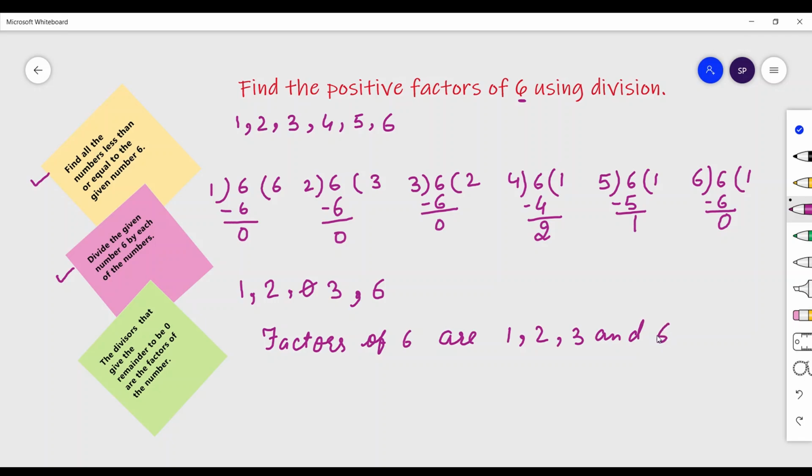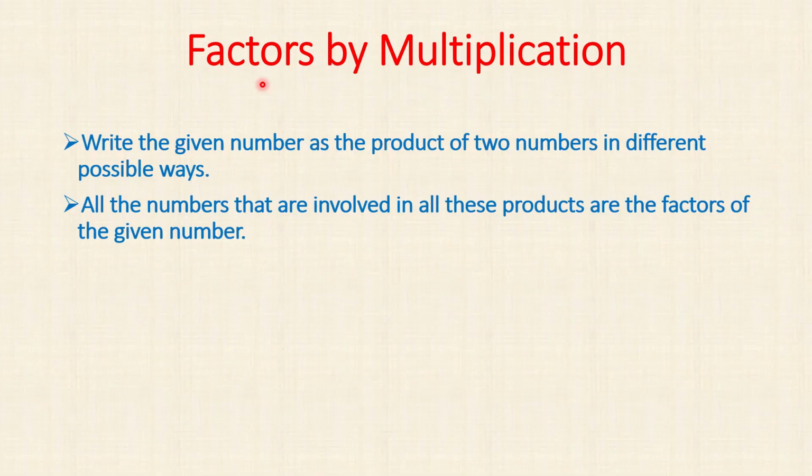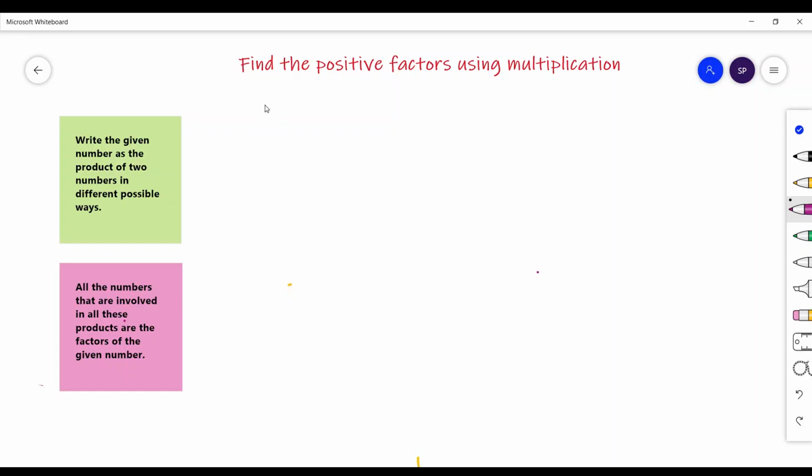Now we see how to find factors by multiplication. First of all, we will write the given number as the product of two numbers in different ways, all possible ways, and then we see which numbers are involved in these products. All the numbers which are involved in these products are the factors of the given number. Take number 6. Write 6 as a product of two numbers.